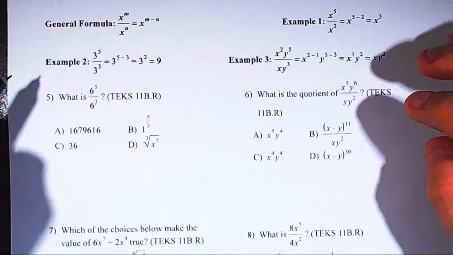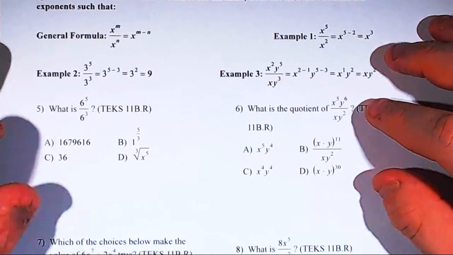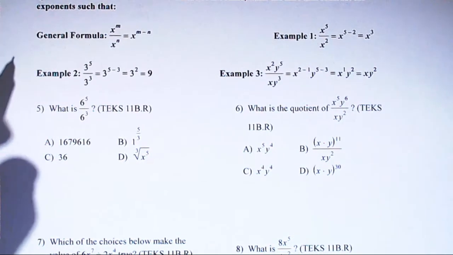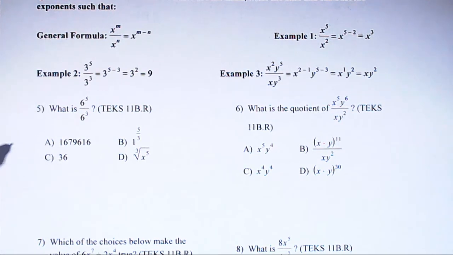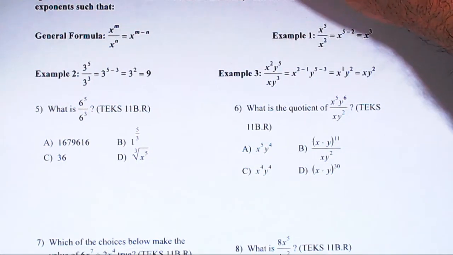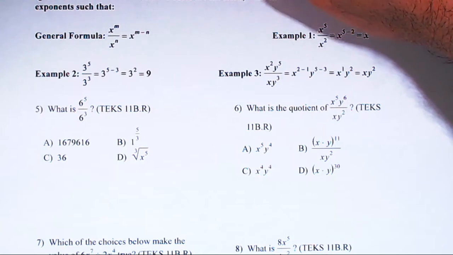Starting with number 5, we have to apply the quotient rule. The quotient rule is very similar to the product rule, but it applies to division of bases with exponents.